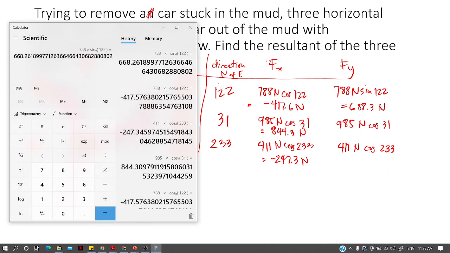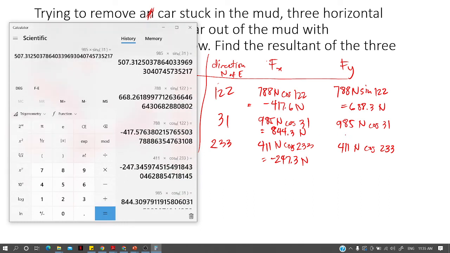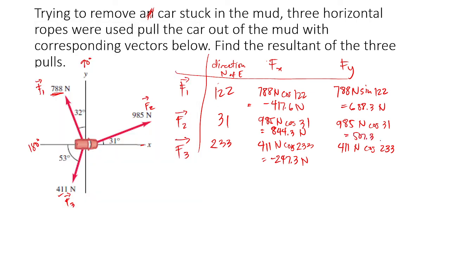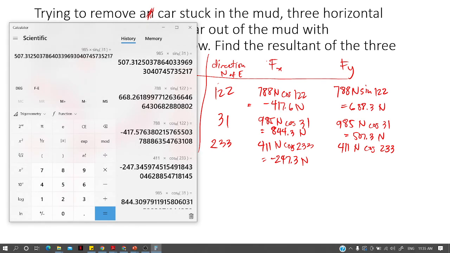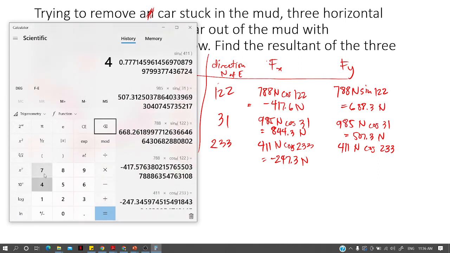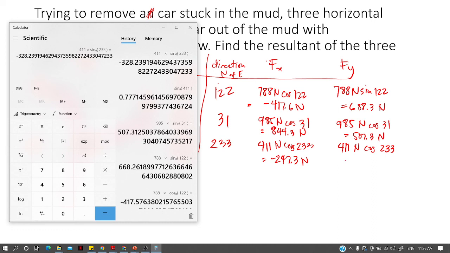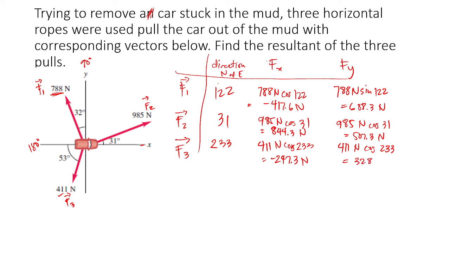Okay, then we have here our 985 times 31 sine. So that will be 507.3. And lastly, we have there our 411. Sine pala yung dapat, hindi cosine. So we'll have here 411 times 233 sine. Okay, so we'll have here negative 238.328.